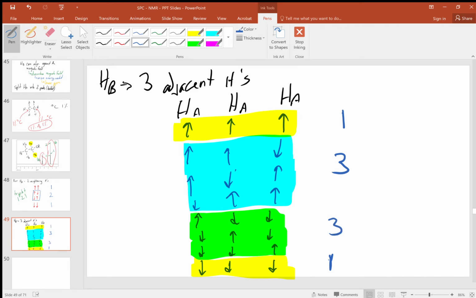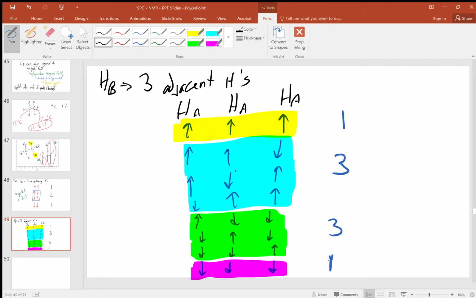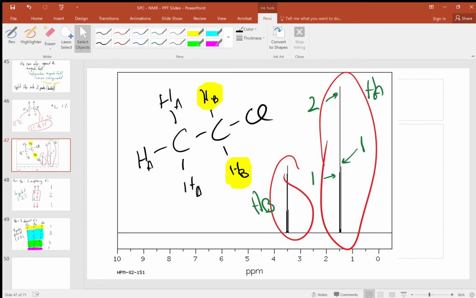So what we end up with, I'm just going to put this last group in a different color so we don't think that they're the same. But we end up with 4 peaks, which here we call a quartet, in a 1 to 3 to 3 to 1 ratio. And that's what we saw in our spectrum, 4 peaks in an approximately 1 to 3 to 3 to 1 ratio.